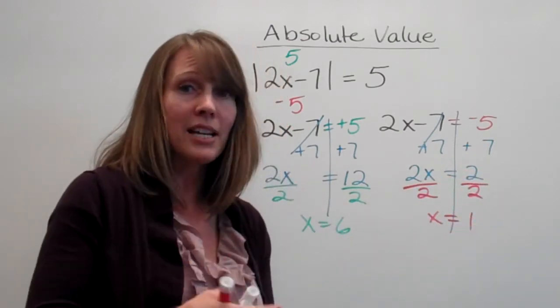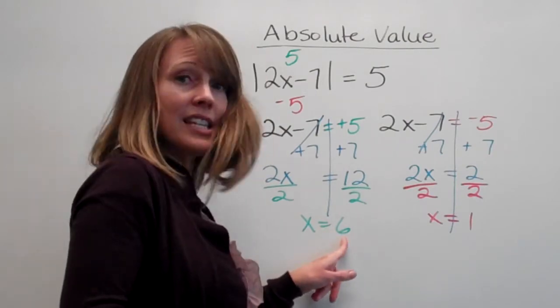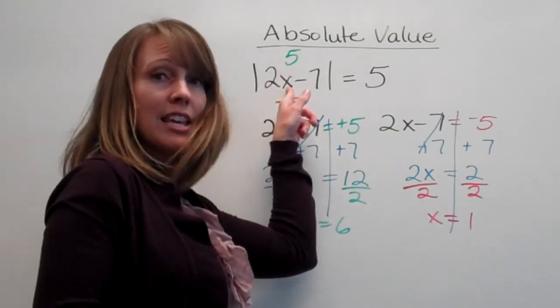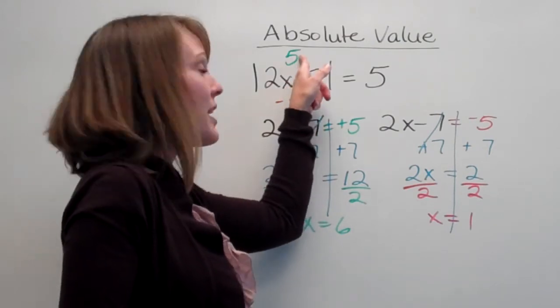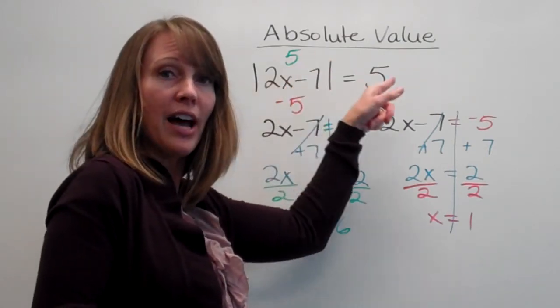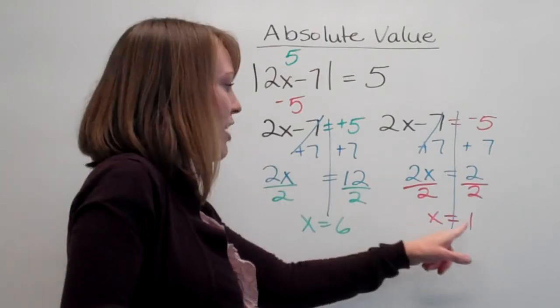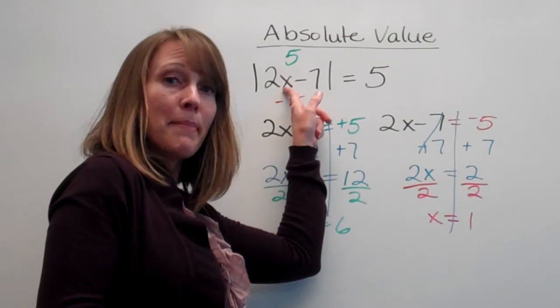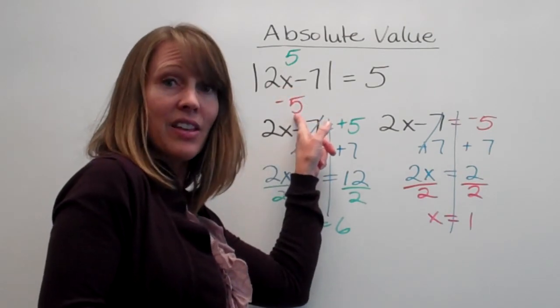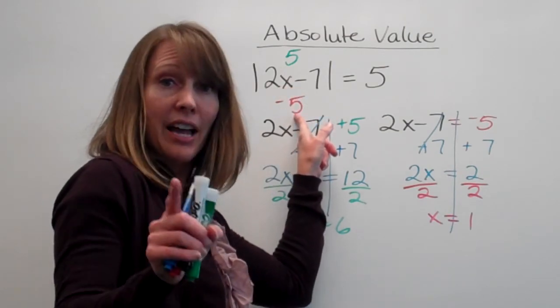All right, let's double check to make sure this worked. If I put a 6 back in here, then I would have 2 times 6 is 12, minus 7 is positive 5, and the absolute value is 5. That works. If I put in a 1, I get 2 times 1 is 2, minus 7 gives me negative 5, and the absolute value of negative 5 is 5.